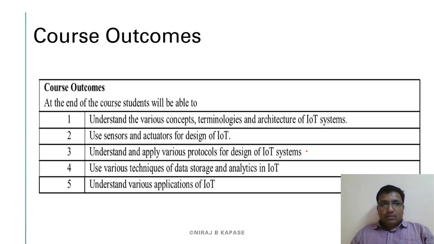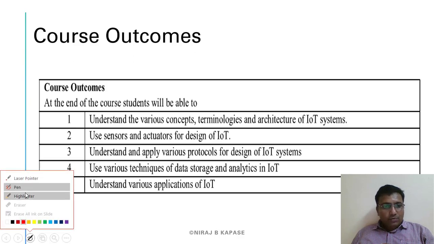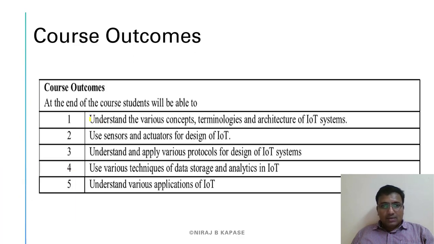Then a very important thing: after learning this particular course, what outcomes will you get? At the end of the course, the student will be able to, very first thing, understand the various concepts and terminologies and the architecture of an IoT system. So you have to understand these various concepts, terminologies and architectures of IoT systems.